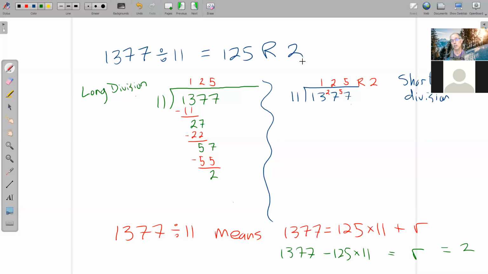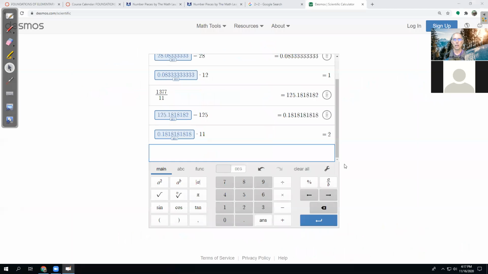We need that remainder, because sometimes we need to know how many are left over. The answer here is 0.18181818. That's not useful sometimes. Sometimes it is, sometimes it isn't. Sometimes it's better to know it's 2 out of 11. So again, it depends whether we want the decimal version of the remainder or the whole number version of the remainder. Cool. All right. So I'm kind of curious.